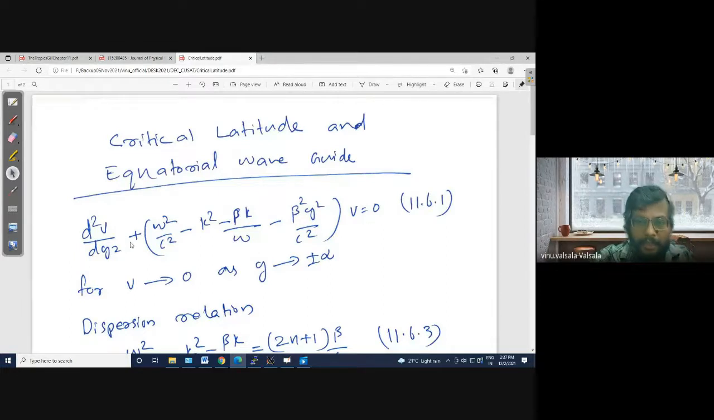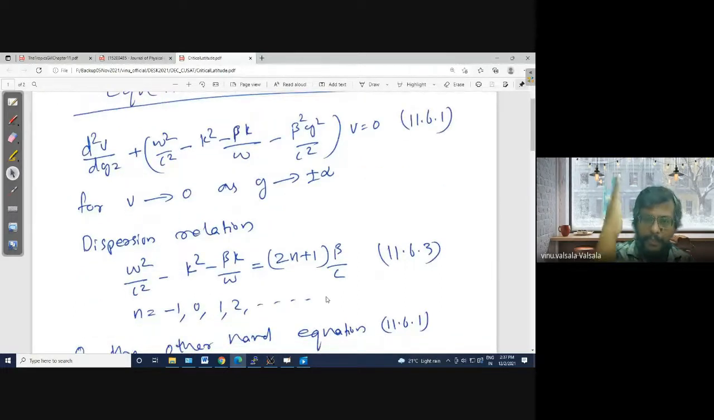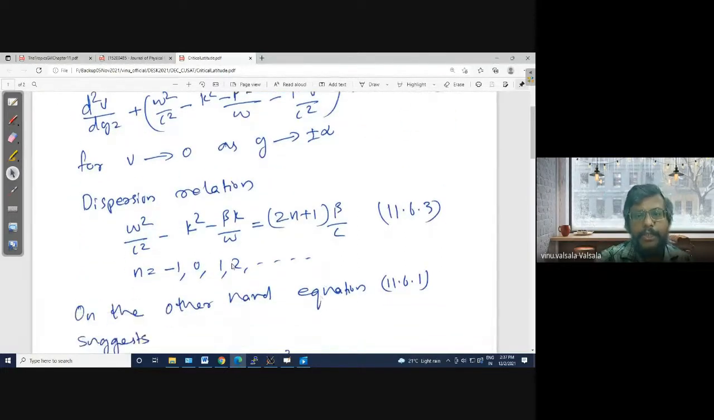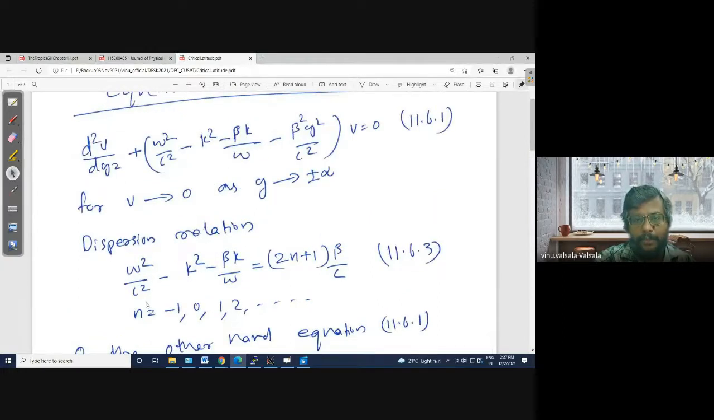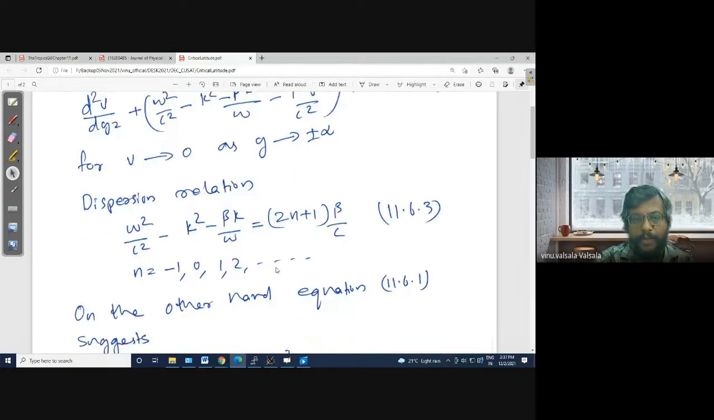In this equation, V tends to 0 as Y tends to plus or minus infinity. That means on the equatorial beta plane, the dispersion relation says the second part: omega square by c square minus k square minus beta k by omega equals (2n plus 1) beta by c, where n is the meridional mode of the wave. This we have already seen in the previous lecture, where n equals -1, 0, 1, 2, 3, etc. From this relation we built up the Kelvin, Rossby, mixed Rossby-gravity, and gravity waves.